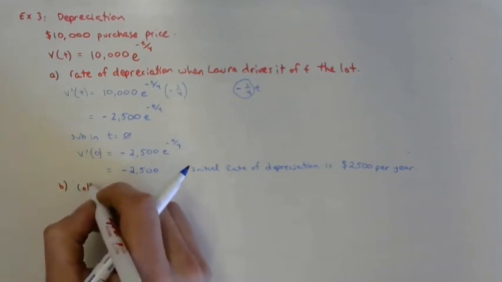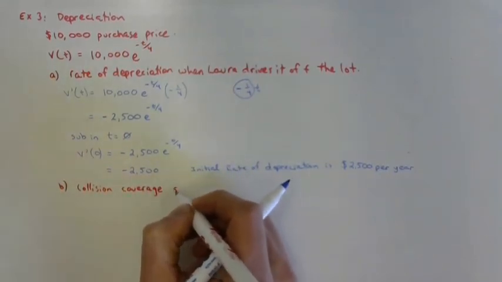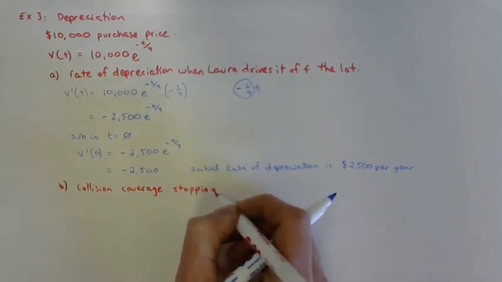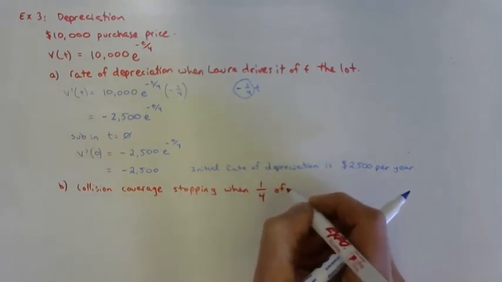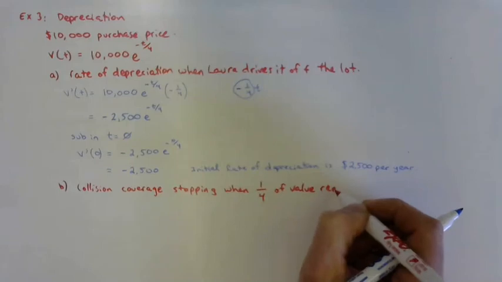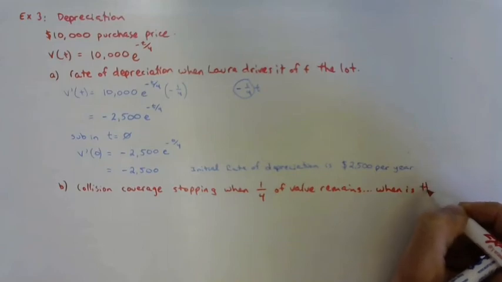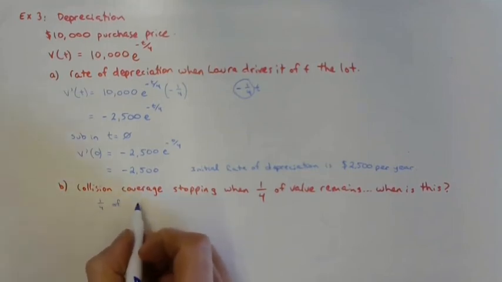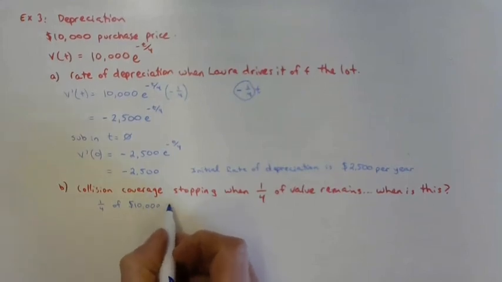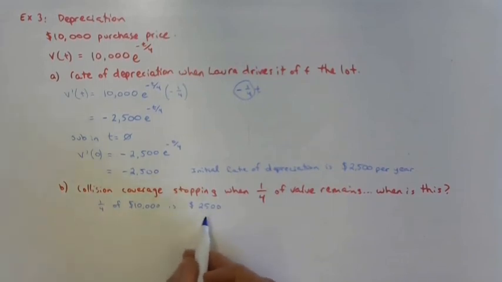So collision coverage stopping when, I'm just going to cheat, say 1/4 of value remains. When is this? Well, first of all, we think about what is 1/4 of the original value. 1/4 of 10,000 is 2,500. So when it's worth $2,500, she's going to stop paying insurance.